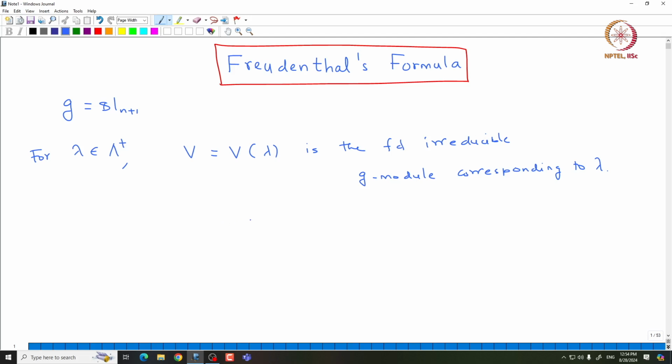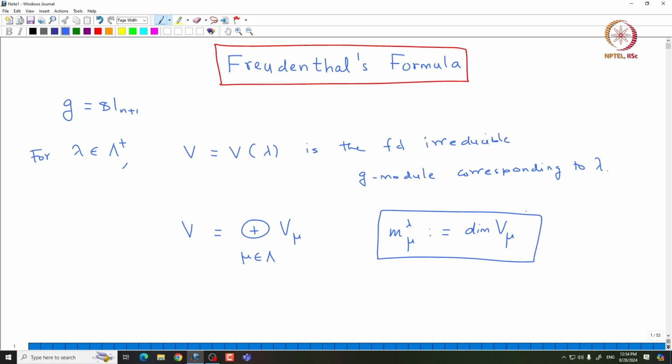We know that the action of H is diagonalizable on V. So, we can write V as a direct sum of V mu, where mu runs over capital Lambda, the weight lattice. The dimension of this V mu is what we are interested in. We will denote it by m lambda mu. So, m lambda mu is defined to be the dimension of V mu. This is the notation that we are going to use.